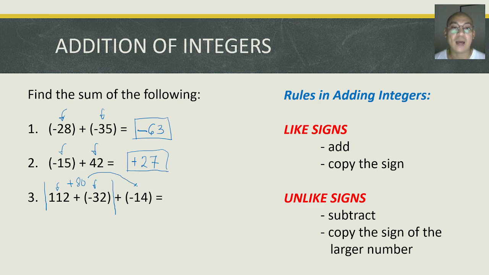And then we're going to add it with negative 14. So positive 80 and a negative 14 also have different signs. So if they have different signs, we're going to subtract. Okay? So if we subtract 80 minus 14, that will give us 66, right? And then which one has the larger number? That is 80, and then copy the sign of 80, which is positive.